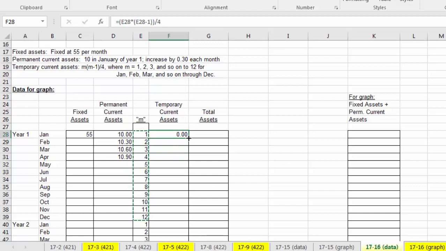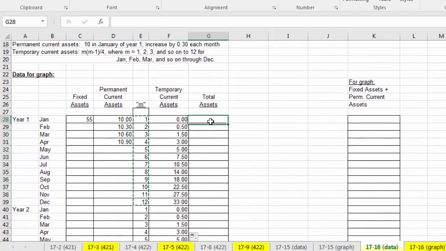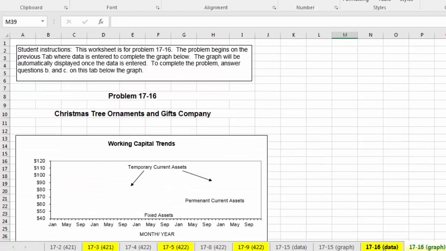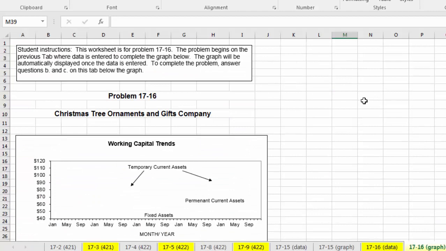So of course that's going to be 0. 1 times 1 minus 1 is 0. But when I fill that all the way down, we see that that's a trend that fluctuates each year just like that. Okay, so you add up the total assets, sum across, find the fixed plus permanent current assets, add the appropriate cells over here, fill everything down, and then it's going to fill in our graph for us, and you'll be able to address the questions just like we did in 1715.